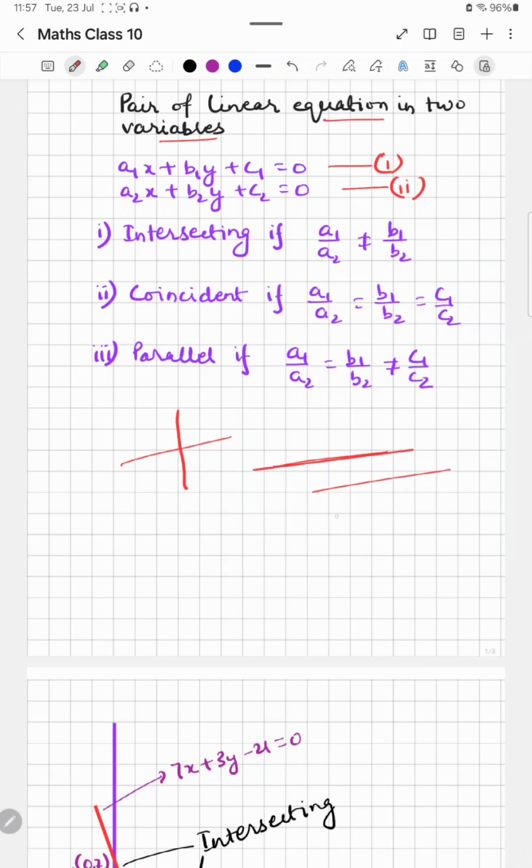So one of the lines is like this and the other line would be like this. In that case, the slope which we get by these coefficients a1, b1 and a2, b2, the slope of the line, the angle of the line, would be the same. That's why this ratio a1 by a2 will be equal to b1 by b2, while the intercept is different. So the intercept on the y-axis is different. That is why it is not equal to c1 by c2, because the moment it is equal to c1 by c2, it becomes a coincident line.